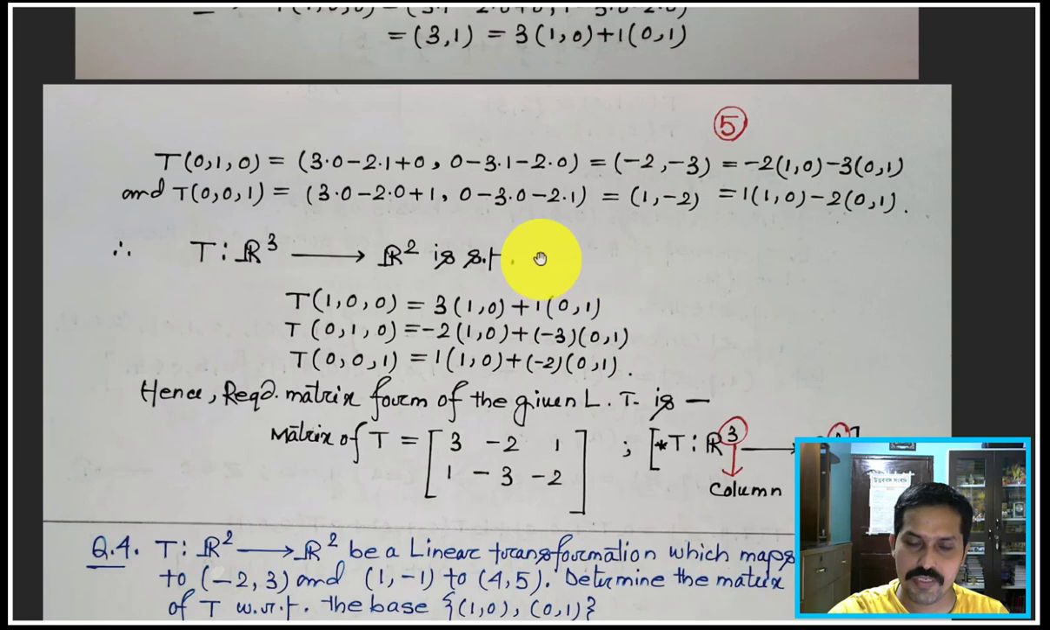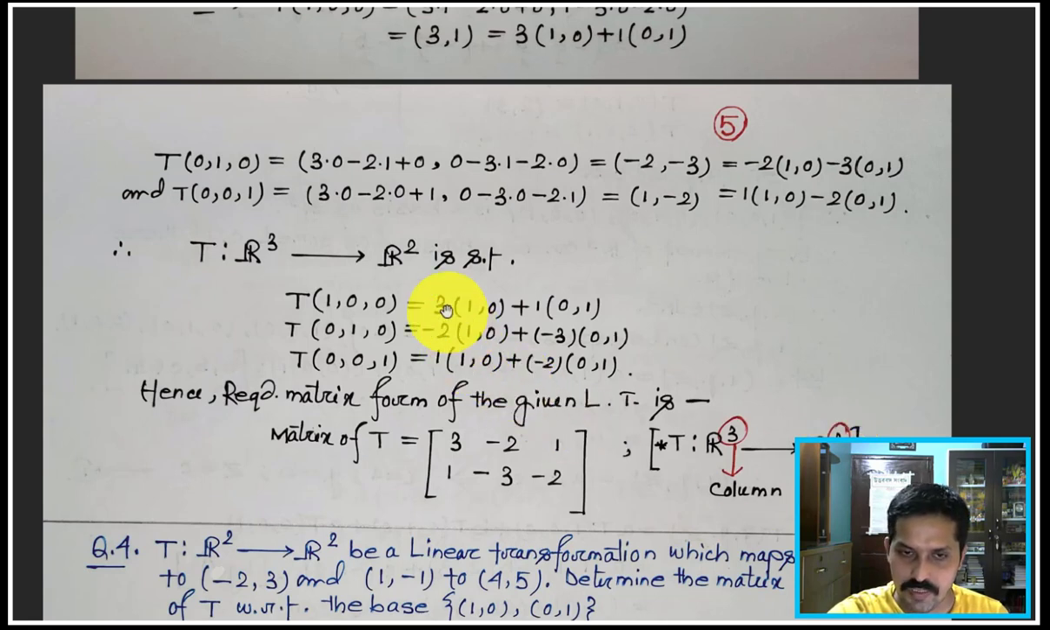So what will be the matrix representation? First remember this concept. The mapping T maps R3 to R2, as given in the question. Here the dimension of the domain set will be column and the dimension of the codomain set will be row.